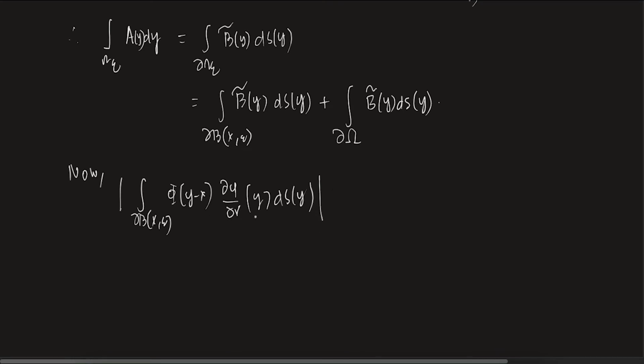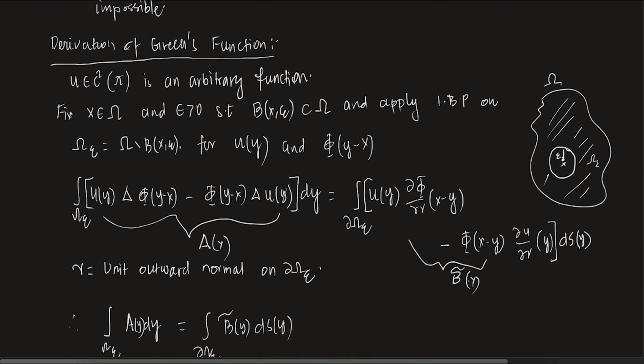Okay, for that, what do you have? See, del u del gamma. U is a C2 omega bar function, so this is continuous. U is a C2 omega bar function, and this ball is contained in omega. So U is continuously differentiable.